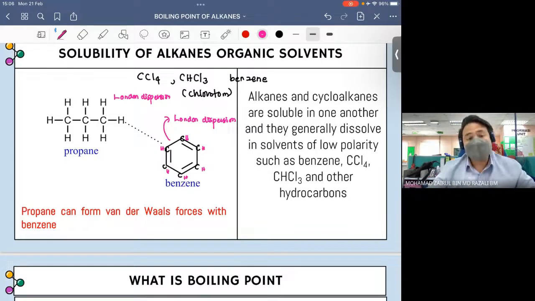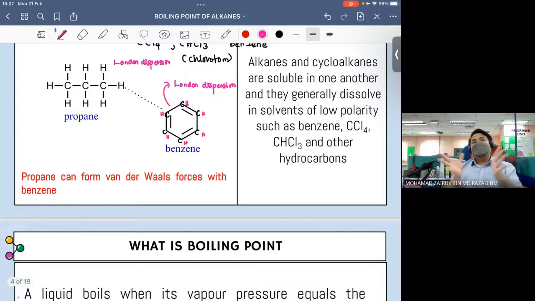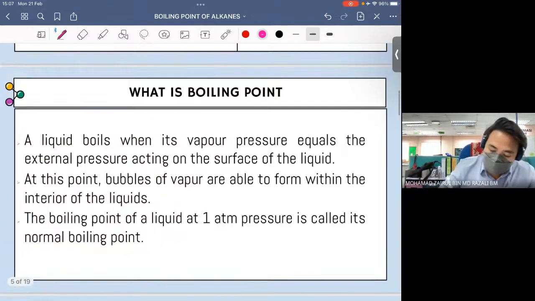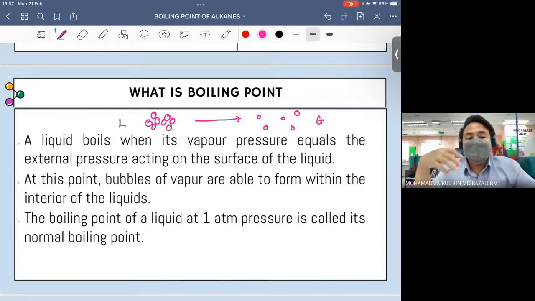Okay, now kita tengok pasal boiling point. So kita recall balik boiling point tu, what is the factor that affect the value of the boiling point. Boiling point itu adalah kita nak convert from a liquid, so let's say this is the structure of liquid, kita nak convert dia kepada gas. So in order to convert the liquid kepada gas, kita tengok dia punya intermolecular forces.